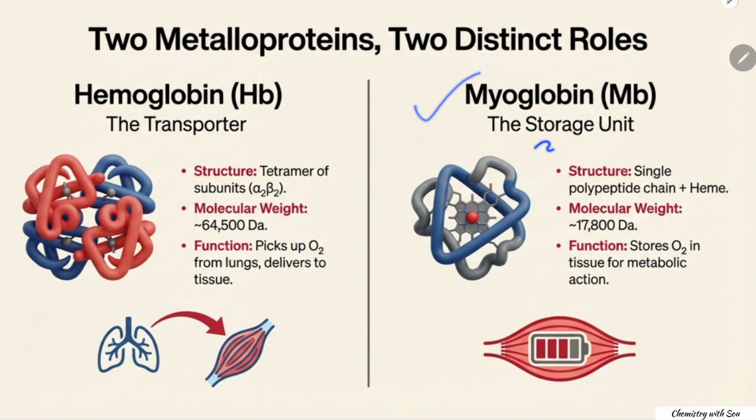And myoglobin acts as a storage unit. This is a monomer, a single polypeptide chain, containing heme. The molecular weight is about 17800 Dalton. Its function is to store oxygen in the tissue for metabolic action. So we can say this acts as a battery of the cell.